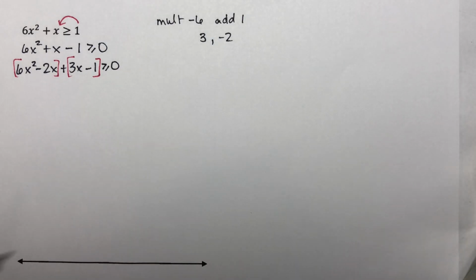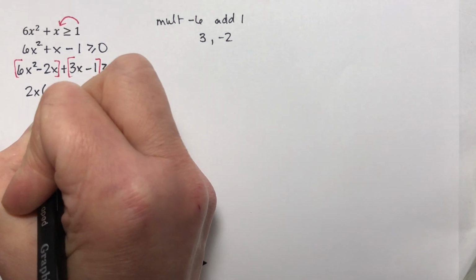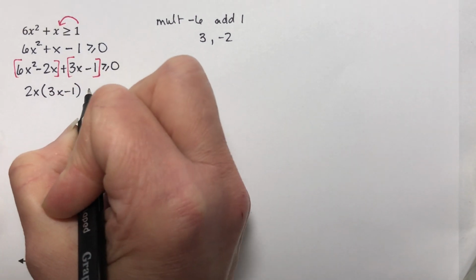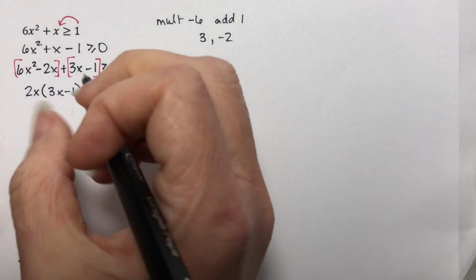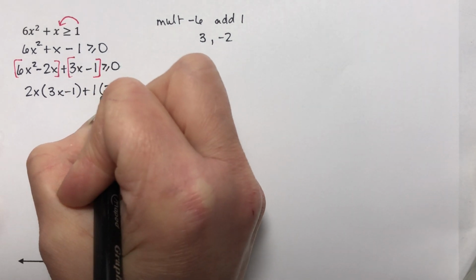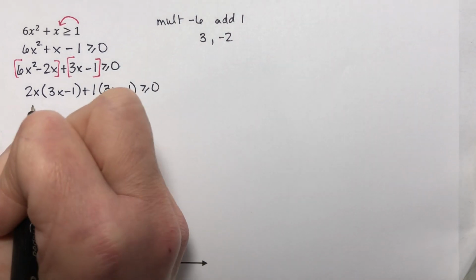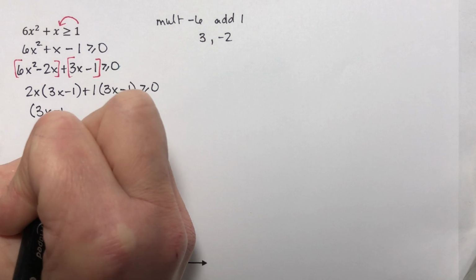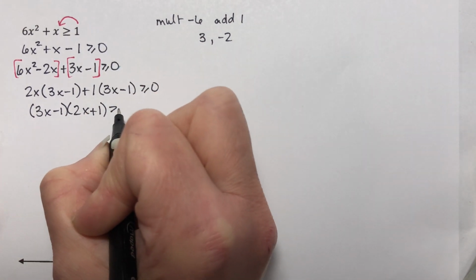From the first group, I can factor out a 2x, and that leaves 3x minus 1. From the second group, I can't really factor out anything, but we have to factor out something, so factor out a 1. Greater than or equal to 0. So this overall factors as 3x minus 1 times 2x plus 1 is greater than or equal to 0.